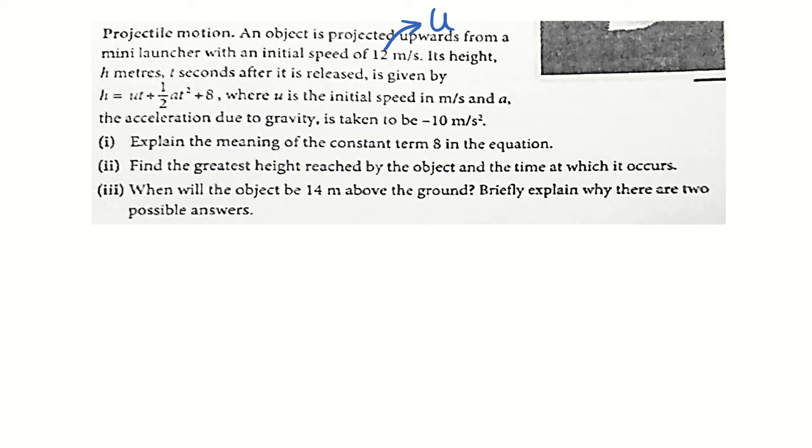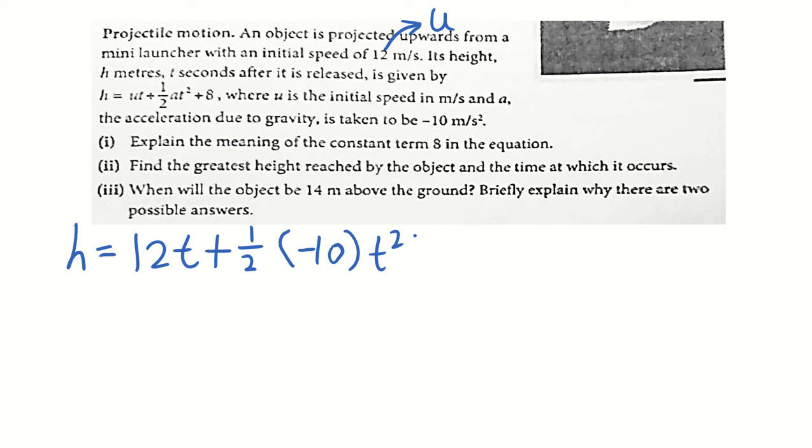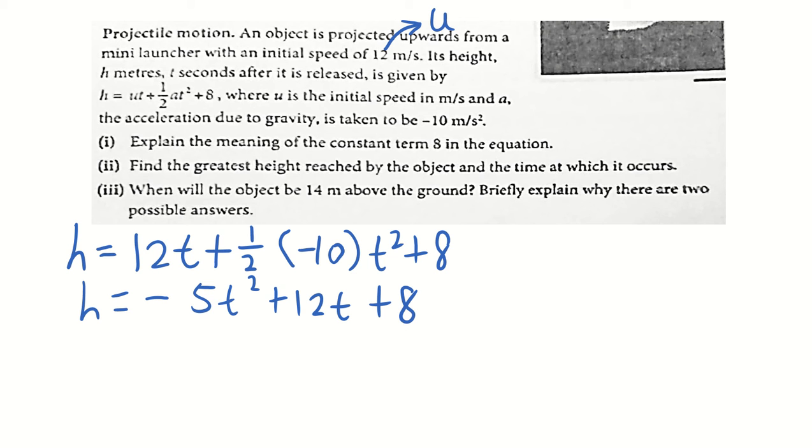So there's an equation given to us, and the equation given is h equals u, which is 12, and then we have a, which is given as negative 10, t square plus 8. So basically we are told that the height equation can be simplified into negative 5t square plus 12t plus 8. Okay, so this is the equation given to us.